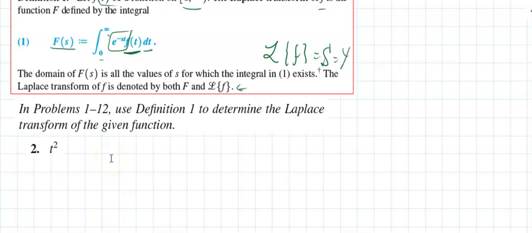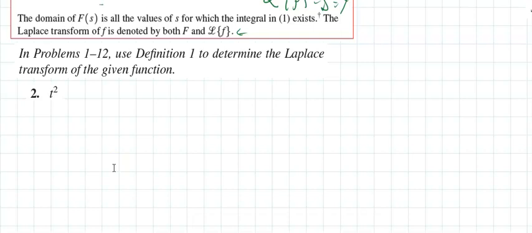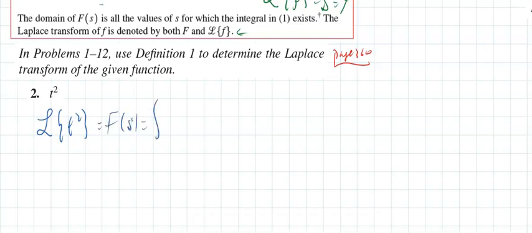So use Definition 1 to determine the Laplace transform of the given function. This is on page 360. So the Laplace transform applied on t squared, we call that F of s. It's simply the integral from 0 to infinity of e to the negative st times t squared dt.